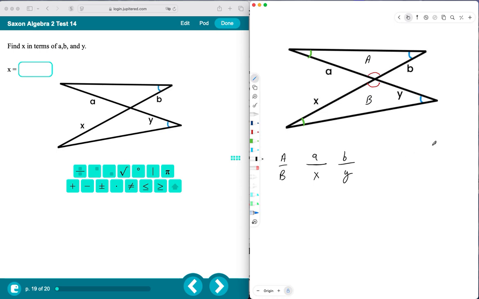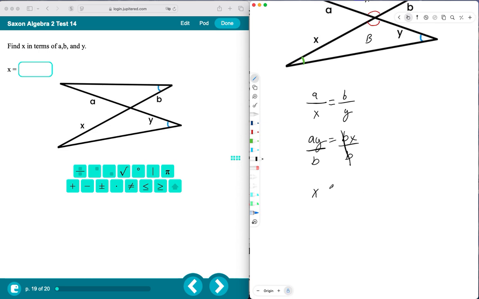Okay. And there's nothing given for the other one, green to blue. We don't really care about that. So this is our proportion. This is how they relate to one another. So we can solve this for x. Actually, no, we can just cross multiply. So we got ay is equal to bx, right? If I divide both sides by b, I get x by itself. So x is equal to ay over b.